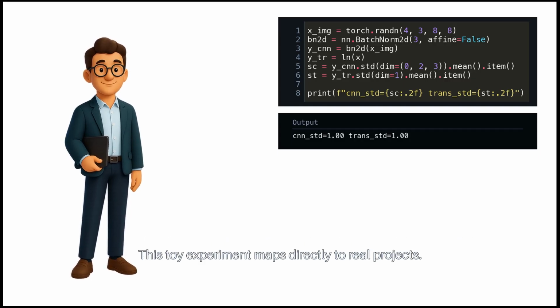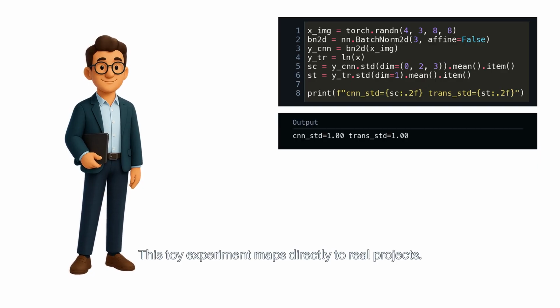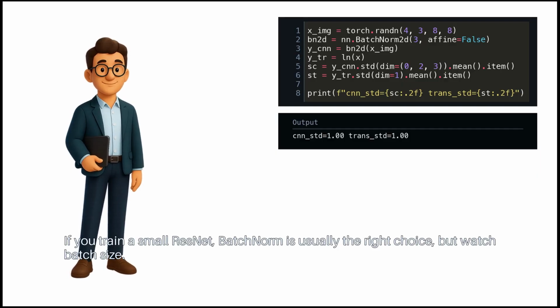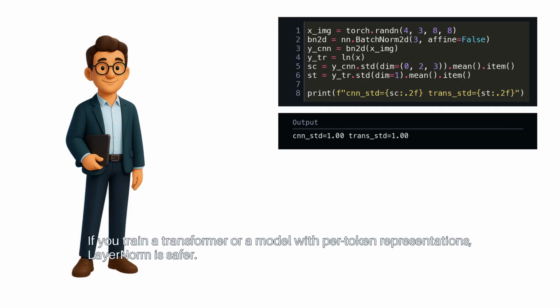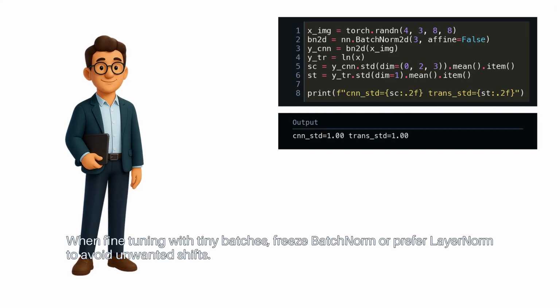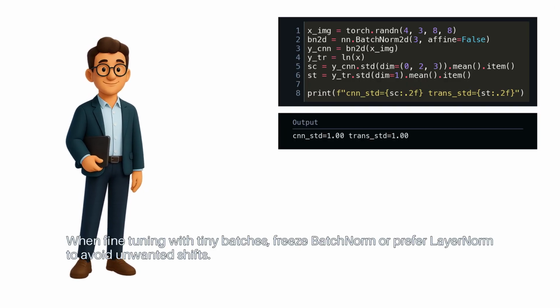This toy experiment maps directly to real projects. If you train a small ResNet, BatchNorm is usually the right choice. But watch batch size. If you train a transformer or a model with per token representations, LayerNorm is safer. When fine-tuning with tiny batches, freeze BatchNorm, or prefer LayerNorm to avoid unwanted shifts.